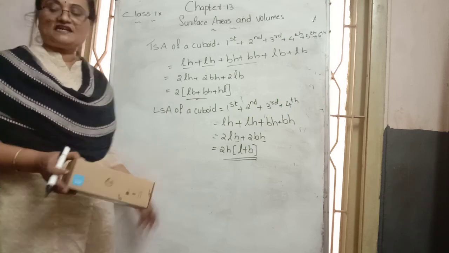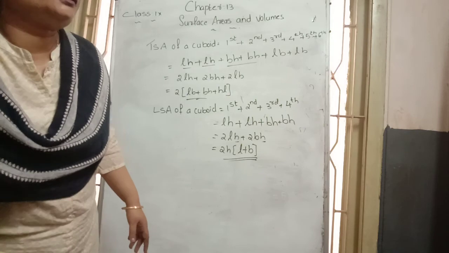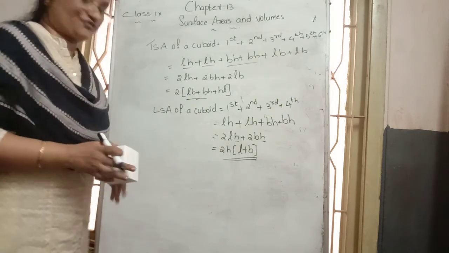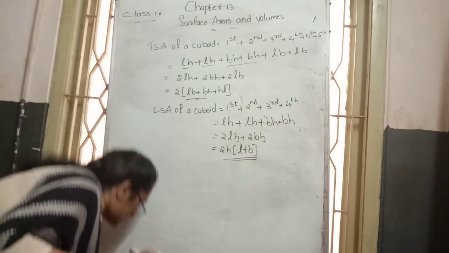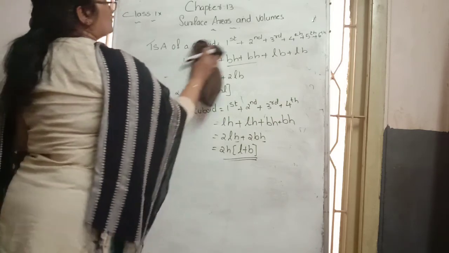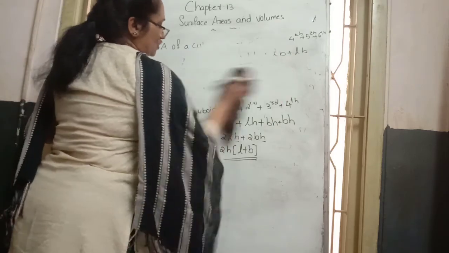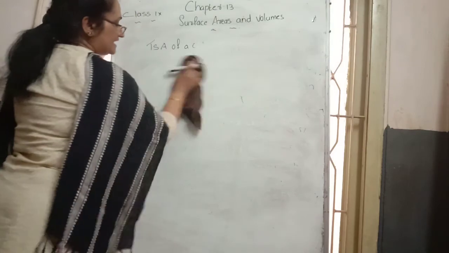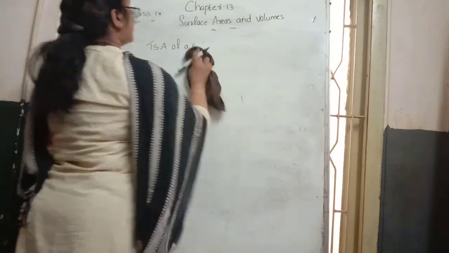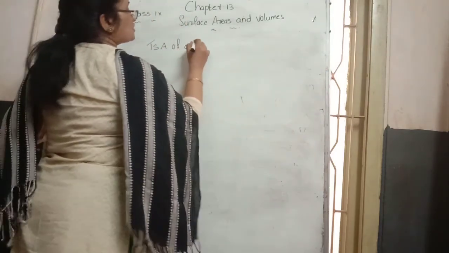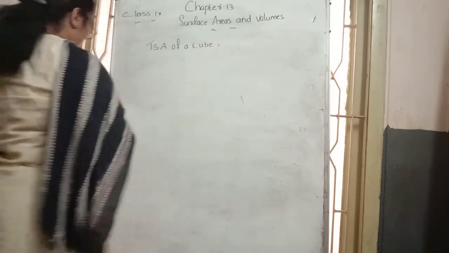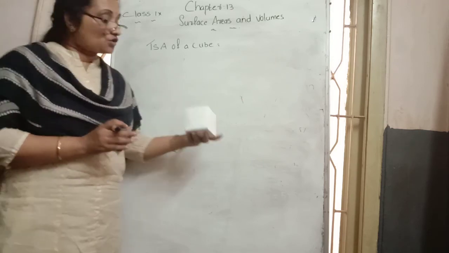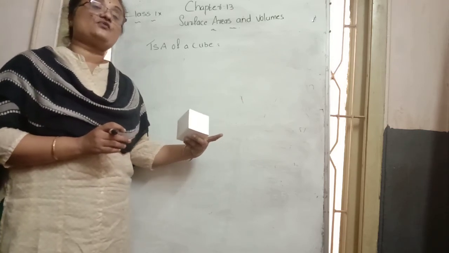I hope you can understand. Next we go on to discuss the cube case. In the cube case, how do we find the total surface area and the lateral surface area? TSA of a cube, first, TSA means what? Total surface area. What is the specialty of a cube?